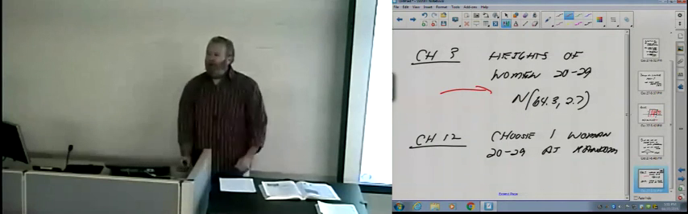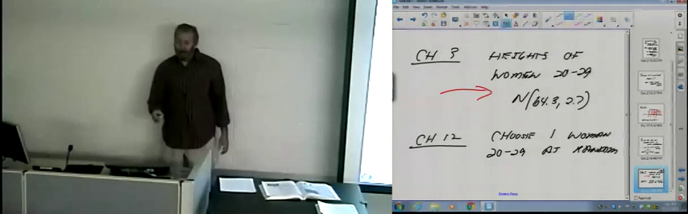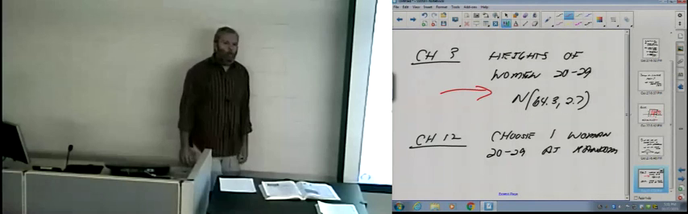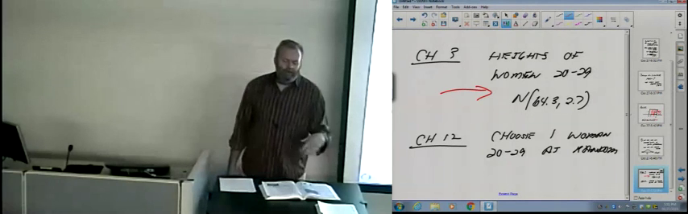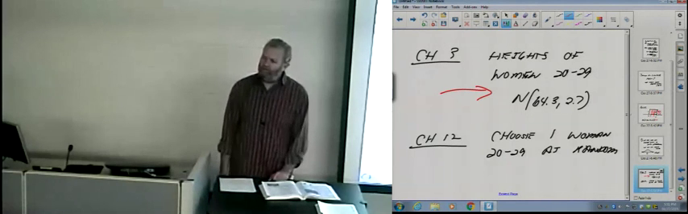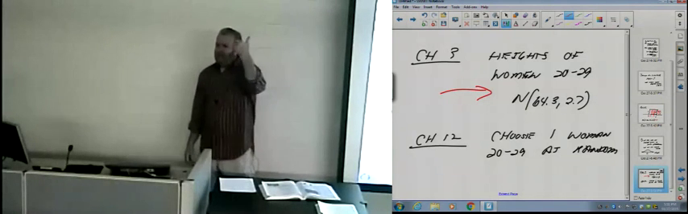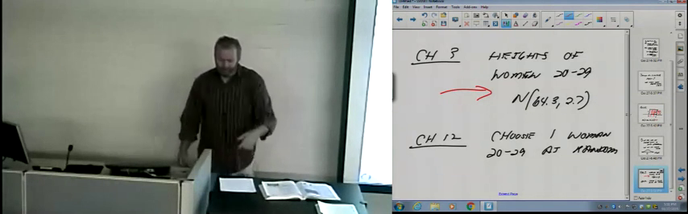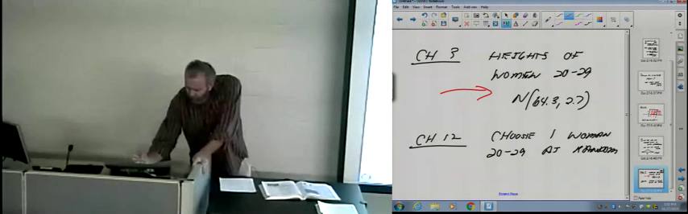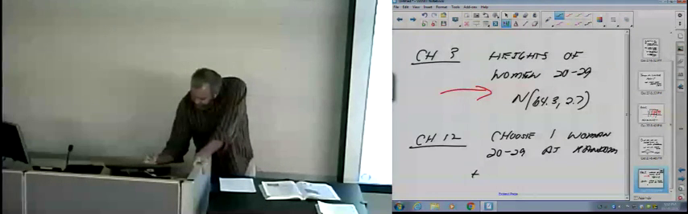Here, you're looking at all of them at one time. Here, I'm going to choose a simple random sample of one of them. I've got every name of every woman aged 20 to 29. I labeled them all, and I just choose one of them out. I measure her height, right? So we're going to let X be her height.